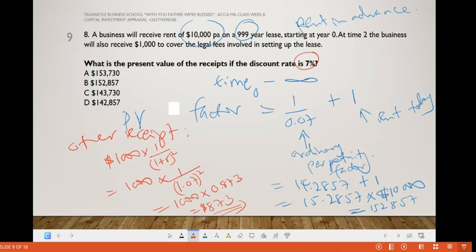So the question is saying, what is the present value of the receipts if the discount rate is 7%? So you have to add this figure plus this figure, and you must get the total of this figure, which is the solution. Okay, let's move on to the other question. Let me see which question I can pick. Let's do question number 9.